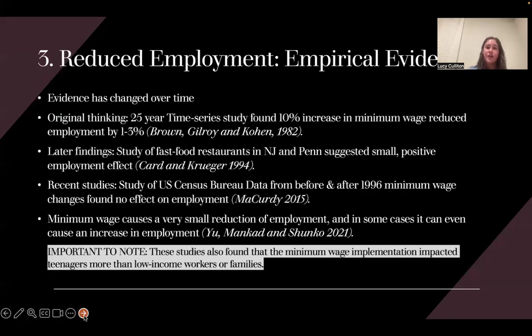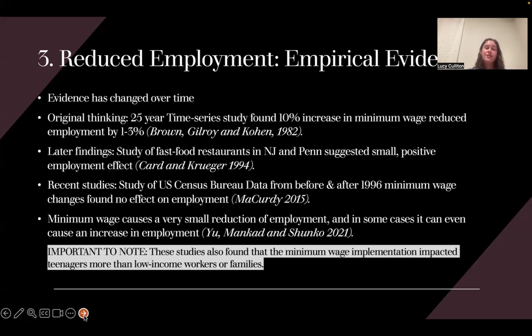Looking at its reduction of unemployment, as we saw in the labor market, it is expected to reduce employment in situations where a market is perfectly competitive. But in the real world, evidence has changed over time. Original thinking is that it reduced employment, with a 25-year time series study finding a 10% increase in minimum wage reduced employment by between 1% and 3%.